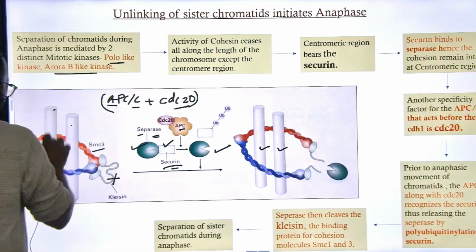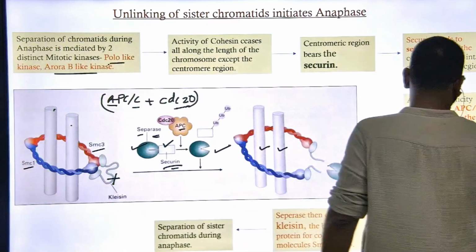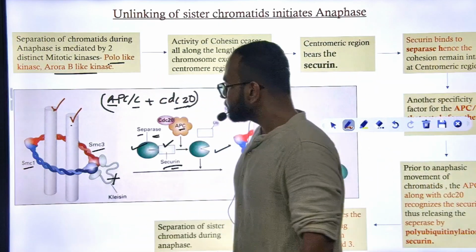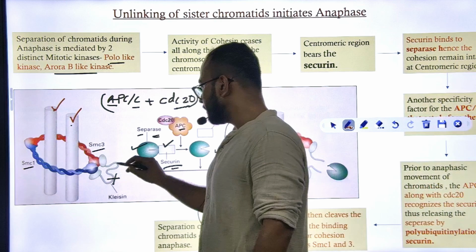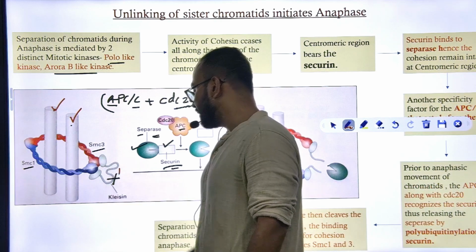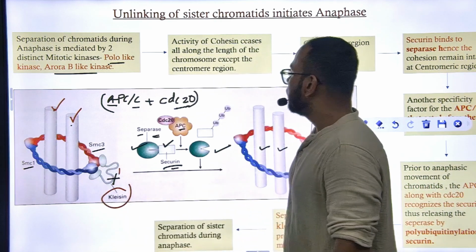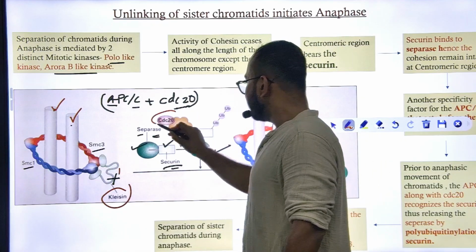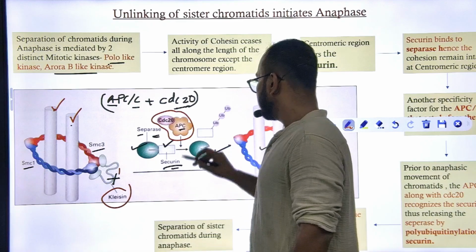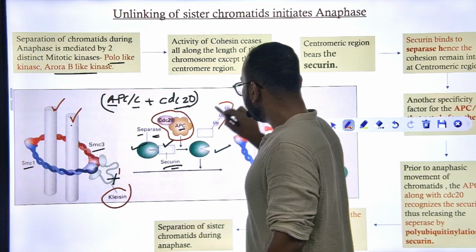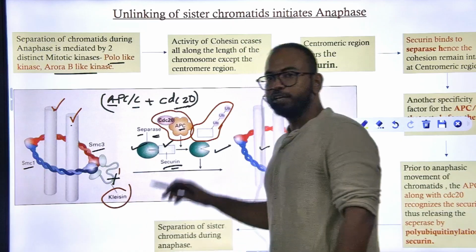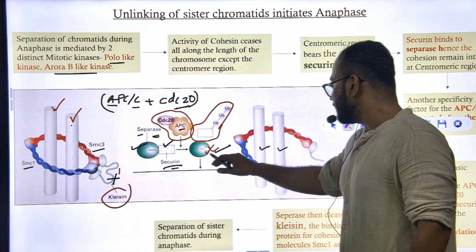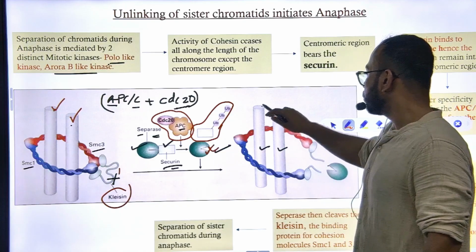So this is our chromatid 1. These are the two chromatids. And this is SMC1, SMC3. They are connected with each other by means of glycine. Now, separase is blocked by securin. Whenever CDC20 and APC/C come into action, ubiquitination of securin takes place. If ubiquitination of securin takes place, then our separase is free. If separase is free, then glycine gets cleaved and hence the chromatids get separated.